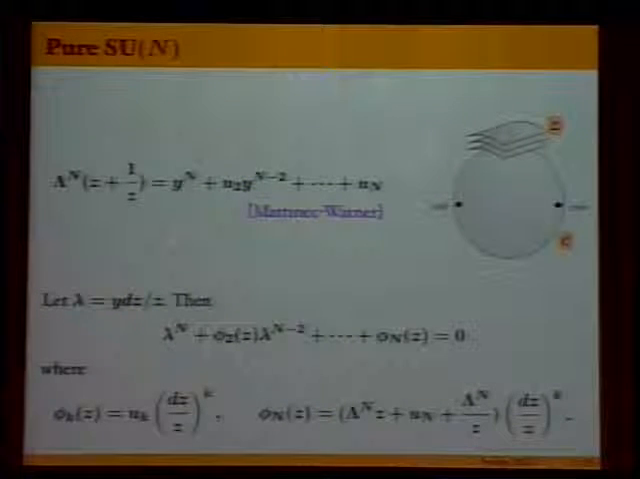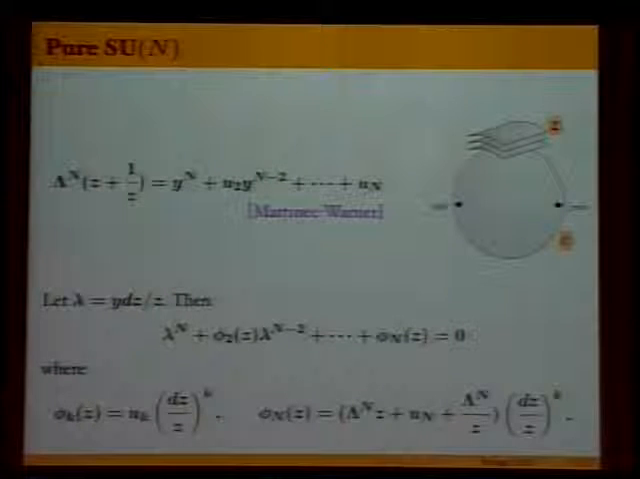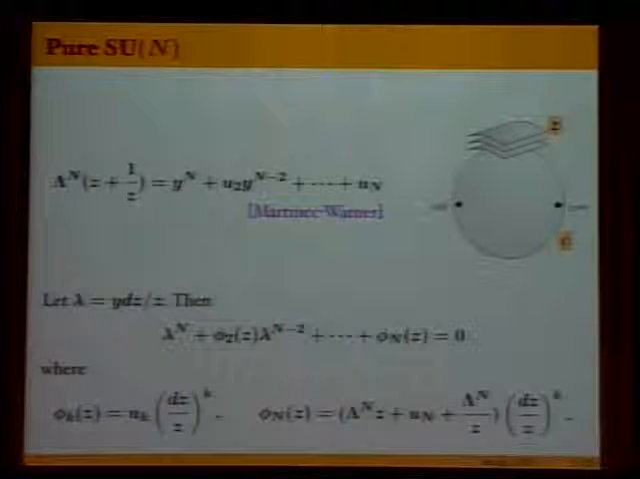So you can think of this coordinate z as the coordinate of the sphere. And because you have z and 1 over z, you have two punctures, one at z equals 0, the other at z equals infinity. So in order to convert this equation to the other form I showed you in the previous slides, all you have to do is to move this term on this side and multiply by a suitable power of dz. What you get is that phi 2 of z up to phi n minus 1 is just given by this coefficient u_k times this standard differential.